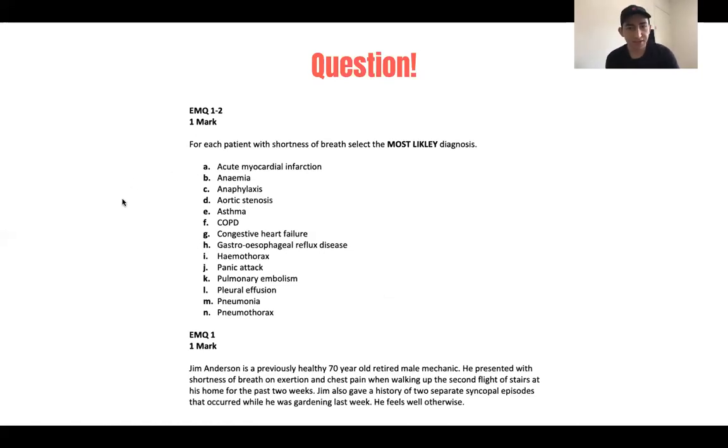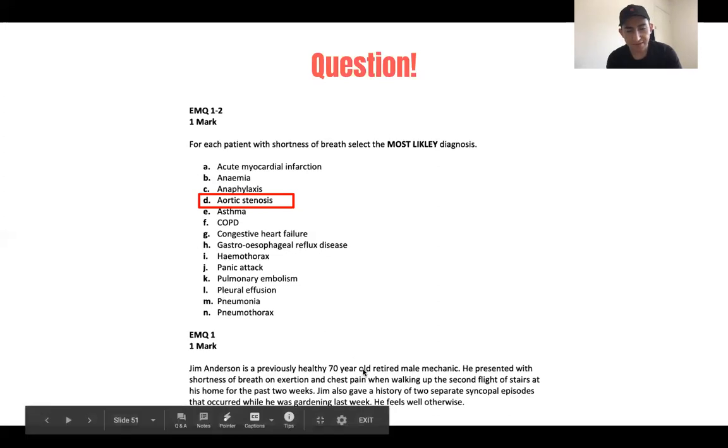Okay, so a bit of a mixed bag here. The answer is actually aortic stenosis, and I'll talk about why. This person is previously healthy. He feels otherwise well. He doesn't have any signs of congestive cardiac failure or acute sharp pain associated with an AMI. He's had 2 syncopal episodes.